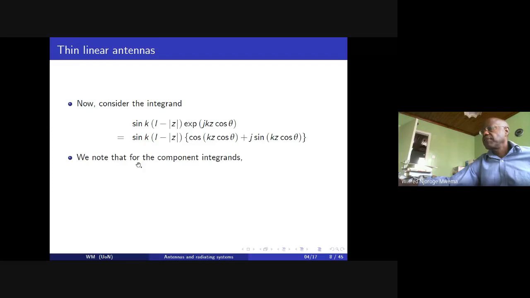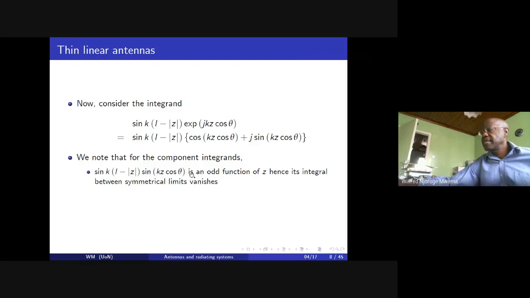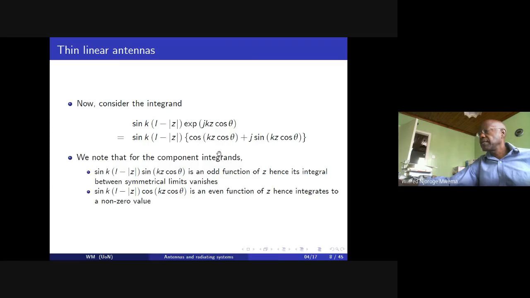And we note that for the component integrands, the multiplication of sine K L minus the modulus of Z with sine KZ cos theta is going to be an odd function of Z, and therefore when we integrate it between two symmetrical integration limits, it will vanish, it becomes 0. The reason is that this is odd and that is even, whereas here we have two even functions, and therefore when we integrate these, it will have a non-zero value. Only this component will contribute to the integral between minus L and L, but that one will integrate to 0.